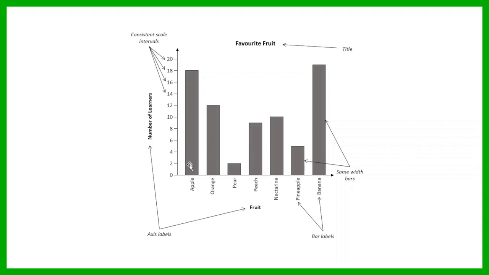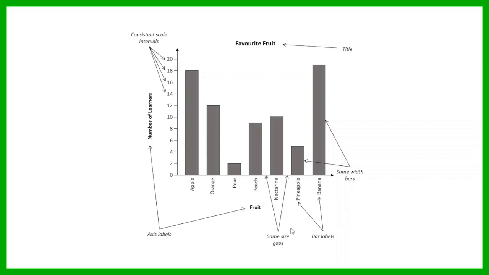Also, in terms of the scale, as I said already, you need to make sure that you're using consistent intervals. You can't go from 2, 4, 6, 8, 10, and then suddenly jump to 20, because that's also going to be misleading for people who are reading the graph. You need to make sure that it is consistent. Then also you need to make sure that the gaps in between the bars are all the same size as well. So everything needs to be consistent.